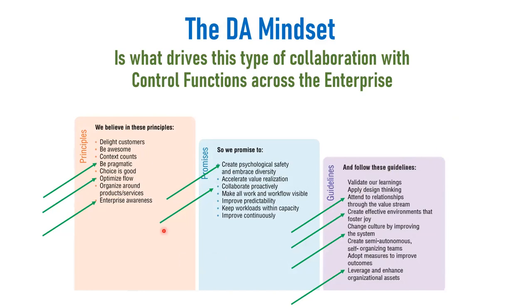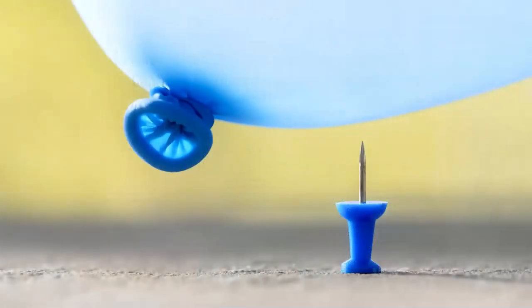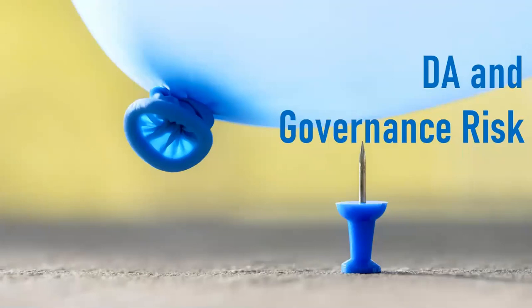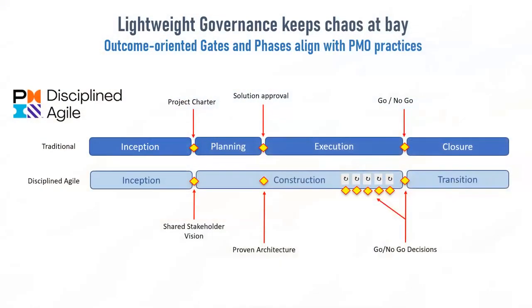You need to be enterprise aware. You need to collaborate. You need to treat control functions as team members. I'm going to give you another example right now with governance risk. One thing to be very clear about: the one area where Disciplined Agile tends to be a tiny bit prescriptive is around introducing lightweight governance.